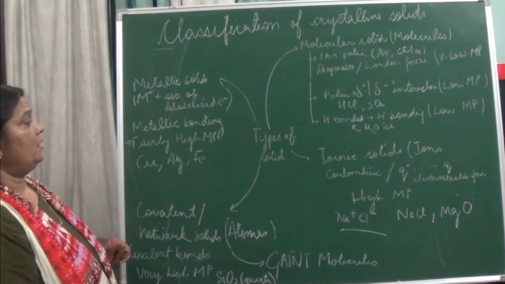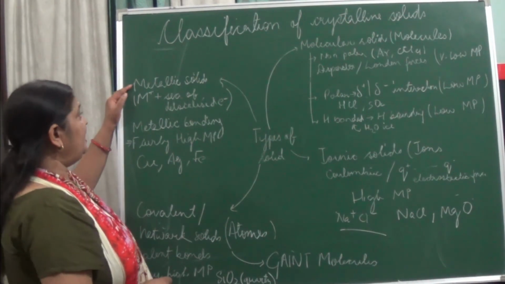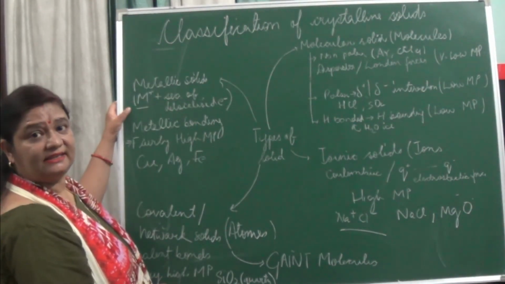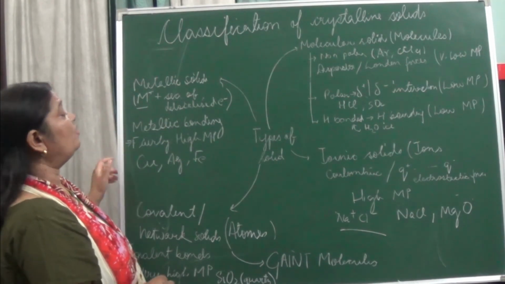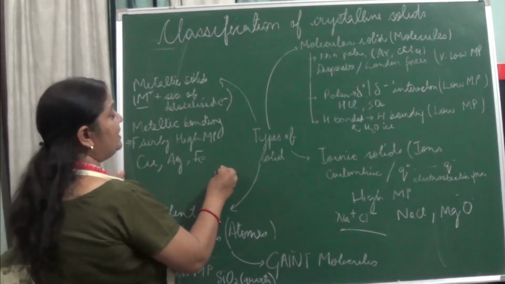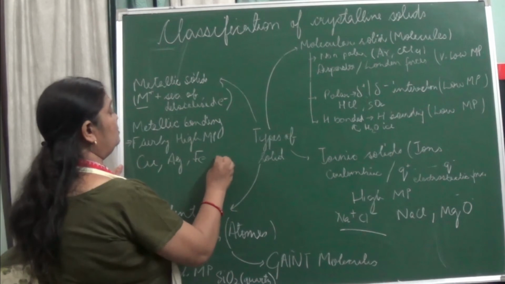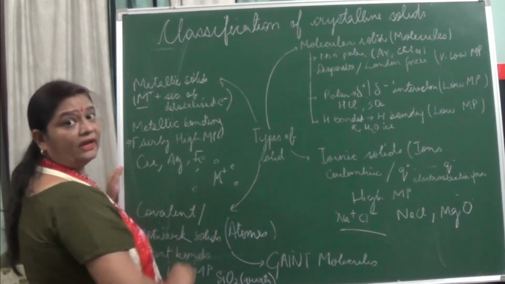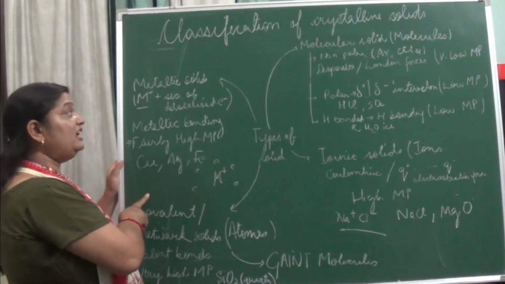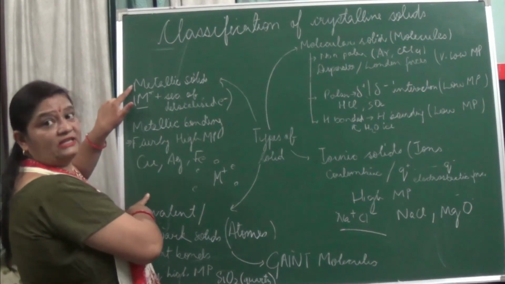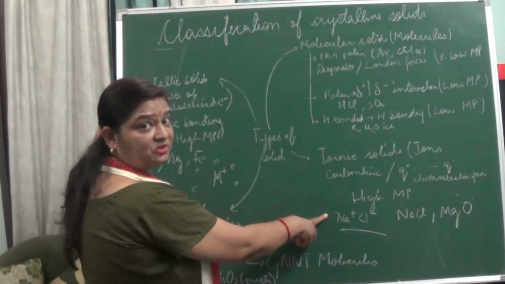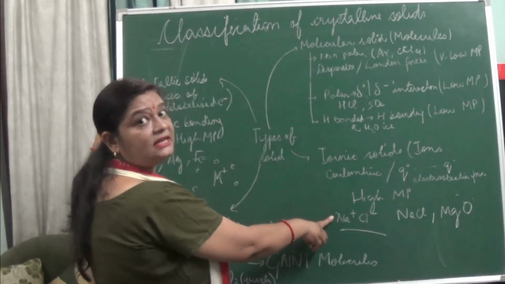Now coming to metallic solids, here you can see I have written M plus, this is representing an ion, plus delocalized electrons. So this means the metal is present in the ionic form and electrons are delocalized around it. Here you will be seeing the delocalization of electrons in the case of metallic solids. But in the case of ionic solids, delocalization of electrons is not there. It is perfect Na plus and Cl minus ions.